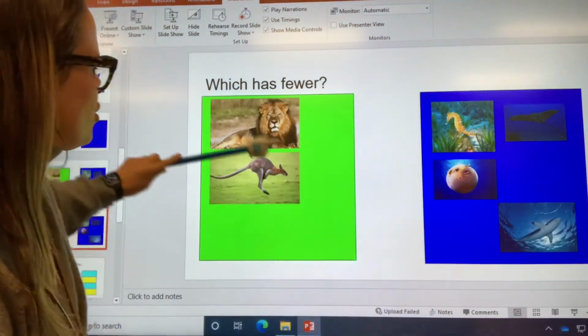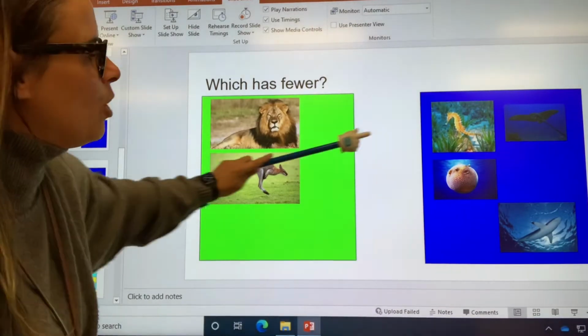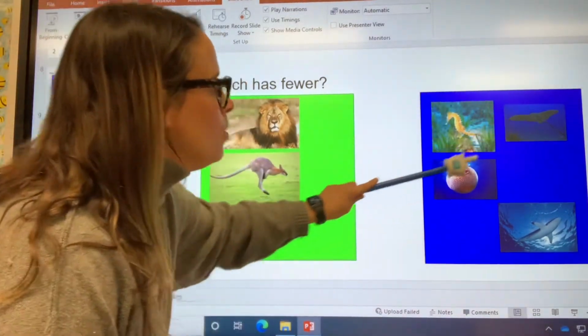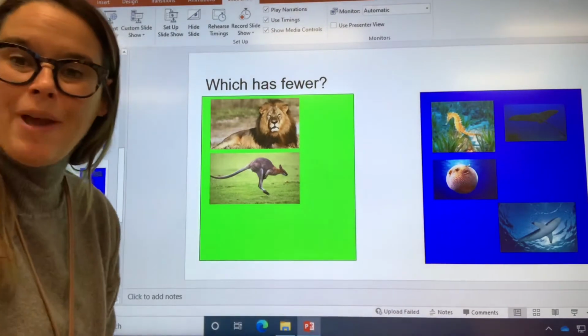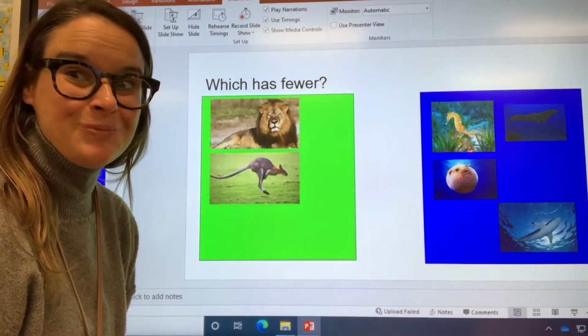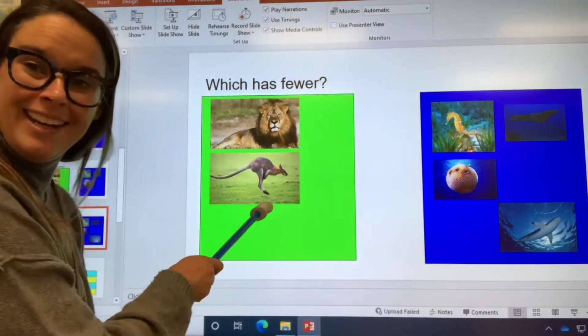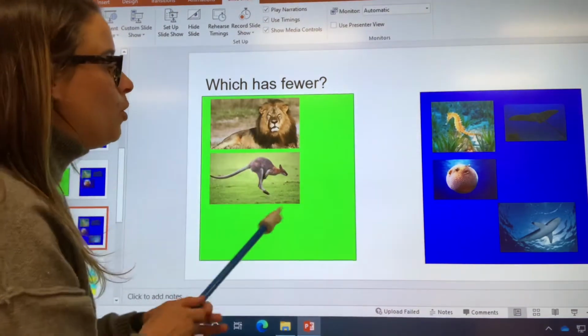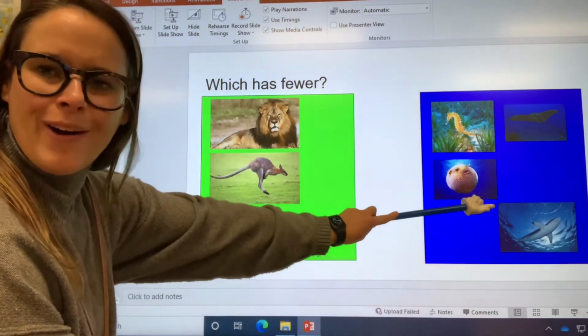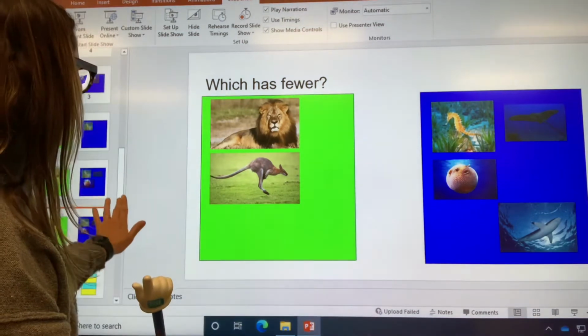What about now? Oh boy, still 2 land creatures. How many ocean creatures? 1, 2, 3, 4. Which group has fewer? Which one? Did you say the green group again? You're right, still has 2. 2 is fewer than 4. Very good.